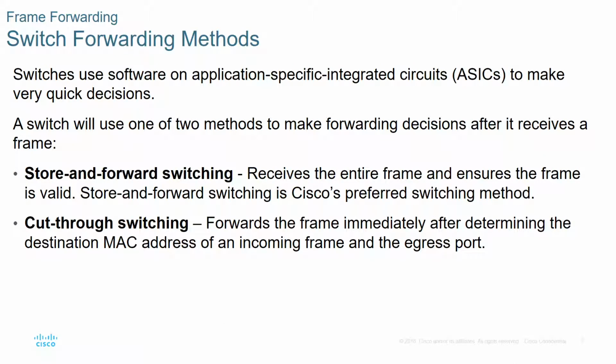Switch forwarding methods. Switches use software on application-specific integrated circuits, ASICs, to make very quick decisions. A switch will use one of two methods to make forwarding decisions after it receives a frame. Store and forward switching receives the entire frame and ensures the frame is valid. Store and forward switching is Cisco's preferred switching method. Cut-through switching forwards the frame immediately after determining the destination MAC address of an incoming frame and the egress port.